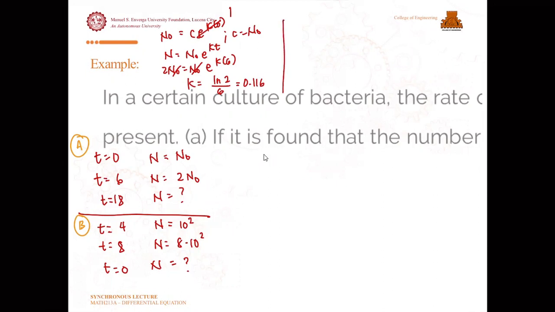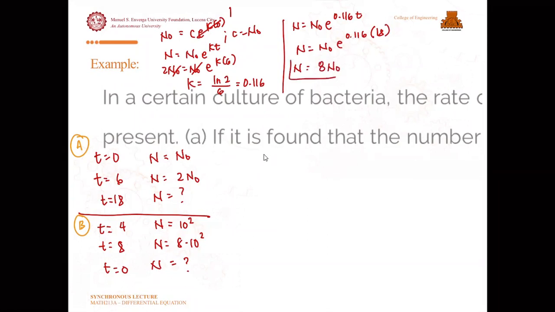Okay? So yung bagong equation natin will be N is equal to N sub O e^(0.116t). Okay? So tinatanong after 18 hours, ano yung number ng bacteria? So from the original na N sub O, 6 times yung time natin na 18 hours, pwedeng i-multiply mo na lang yung exponential part kasi wala tayong value ng N sub O. So after 18 hours, siya ay magiging 8 N sub O.